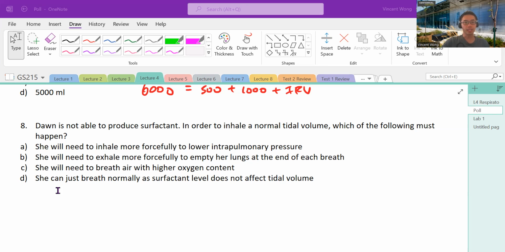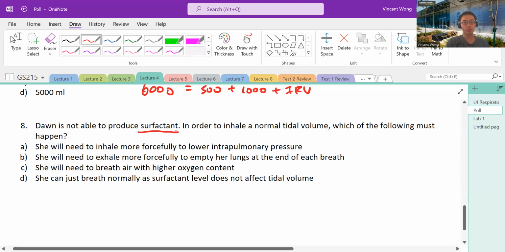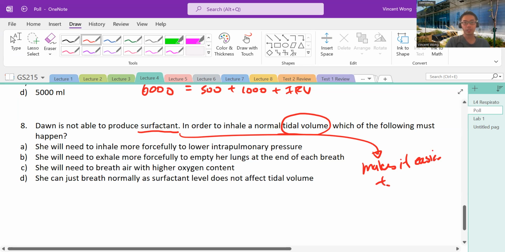Dawn is not able to produce surfactant. I just told you what surfactant does. In order to inhale normal tidal volume, which of the following must happen? A, she will need to inhale more forcefully to lower intrapulmonary pressure. B, she will need to exhale more forcefully to empty her lungs at the end of each breath. So what does surfactant do? Well, I told you, right? It makes it easier to inhale, by increasing the compliance.